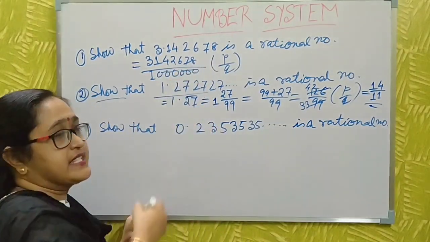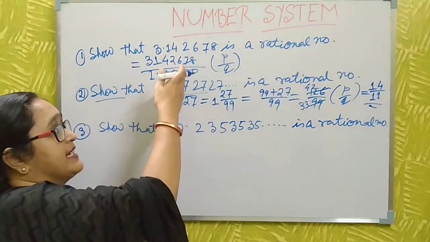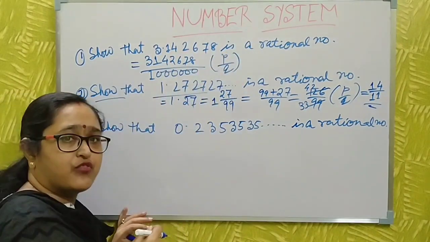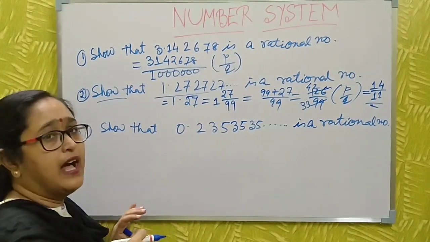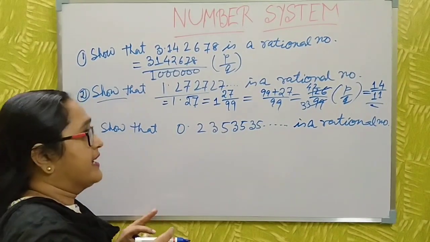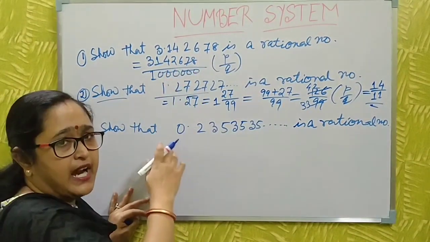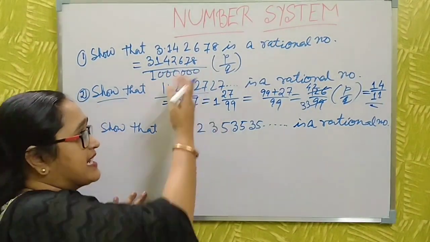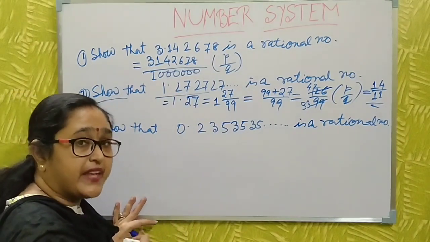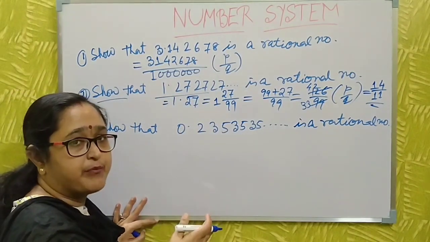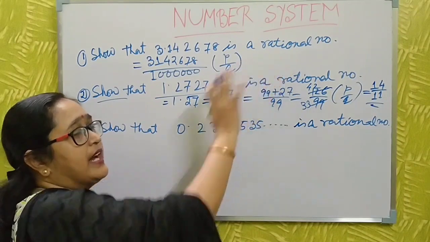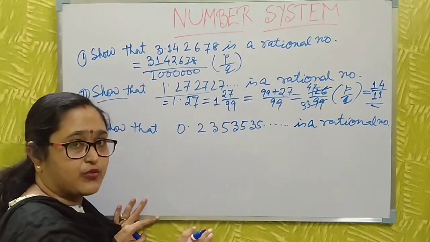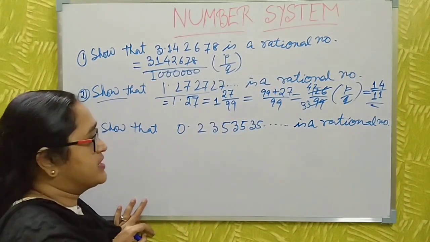You also cut this. Just cut it and then make the P by Q form. This will also be a rational number. Okay, I just leave it here. You must cut and bring it down to the lowest term. Then this is in the P by Q form. Then you say it is a rational number. You must cut and turn it into the lowest term.